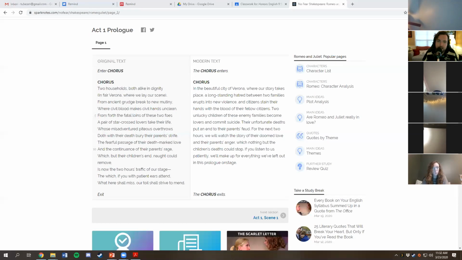2 households, both alike in dignity, in fair Verona where we lay our scene. From ancient grudge break to new mutiny, where blood makes civil hands unclean. From forth the fatal loins of those 2 foes, a pair of star-crossed lovers take their life, whose misadventured piteous overthrows doth with their death bury their parents' strife.